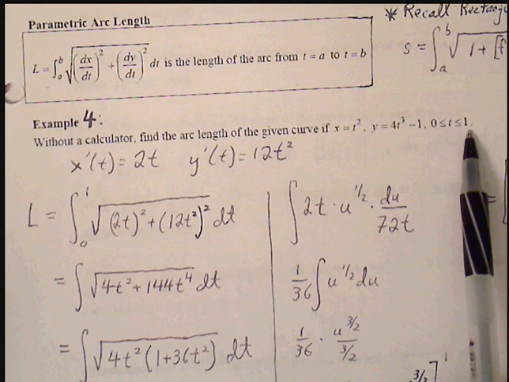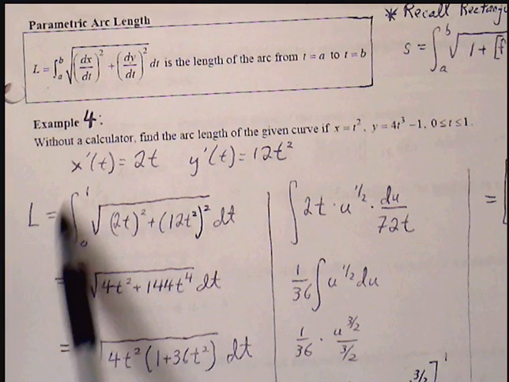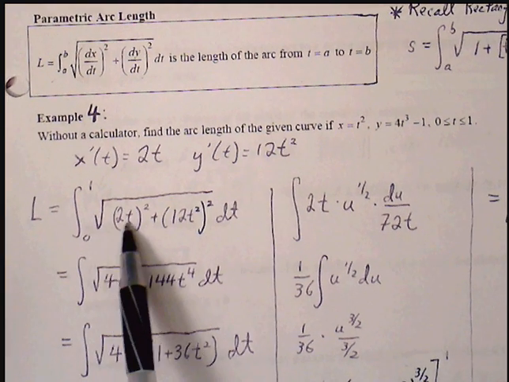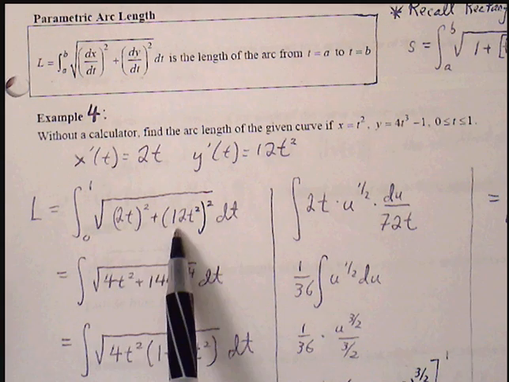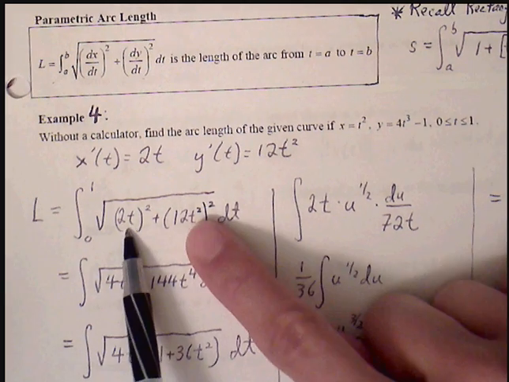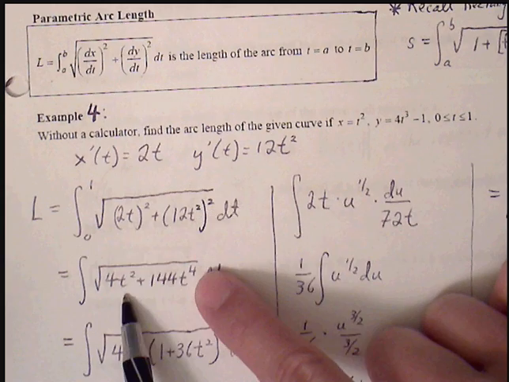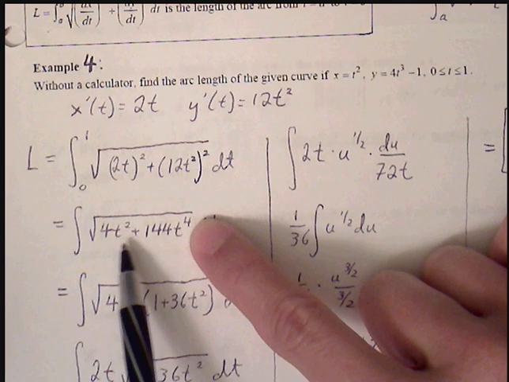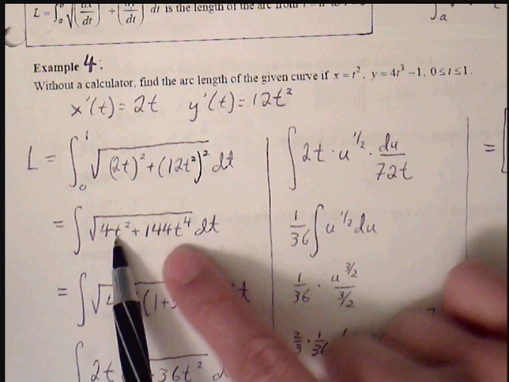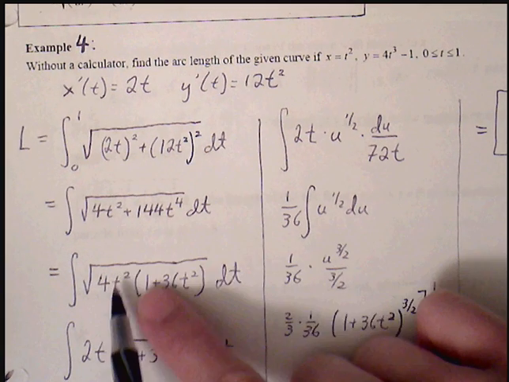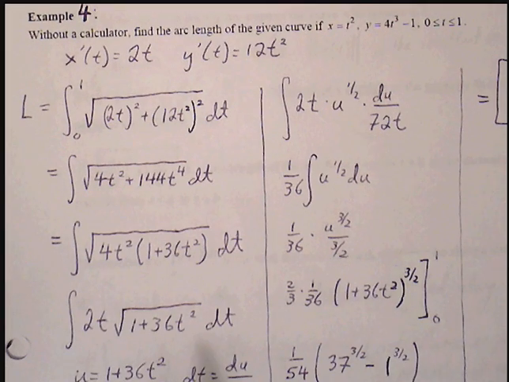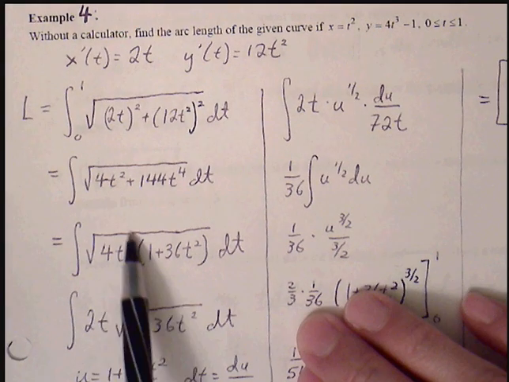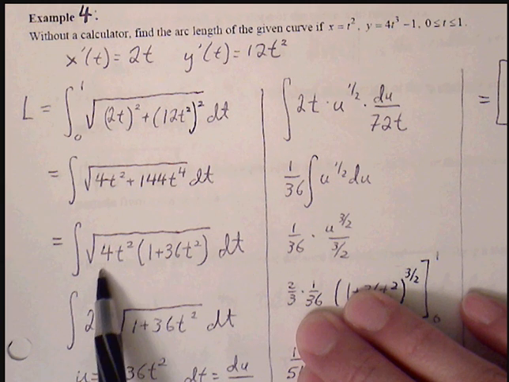We can just plug this into our parametric arc length formula. So we have our bounds from 0 to 1. So the definite integral from 0 to 1 of the square root of x prime of t squared plus y prime of t, or dy over dt, squared. Combine those together, we get 4t squared plus 144t to the fourth. From here, we can factor out the greatest common factor, which is 4t squared, leaving us with 1 plus 36t squared inside the radical. And then this is a perfect square, so we can pull the square root of 4 out as 2.